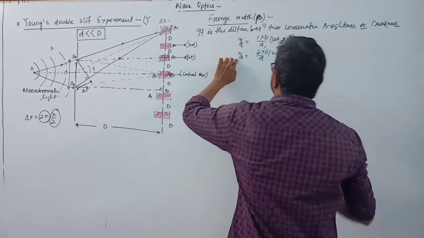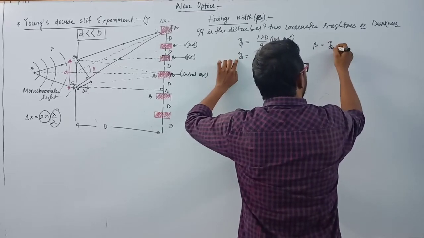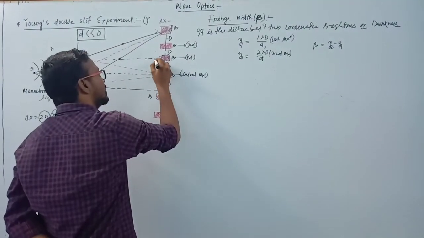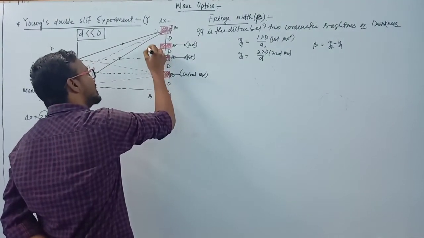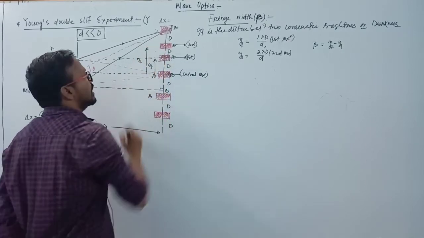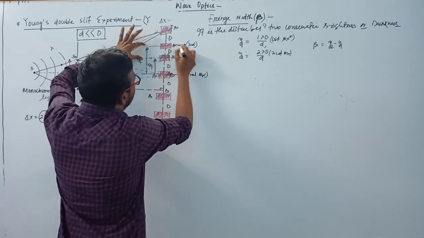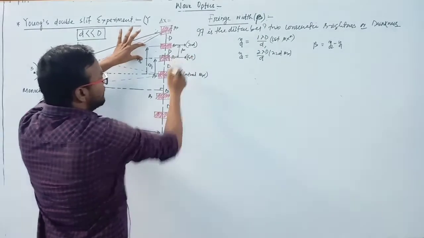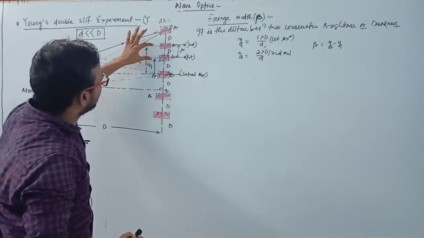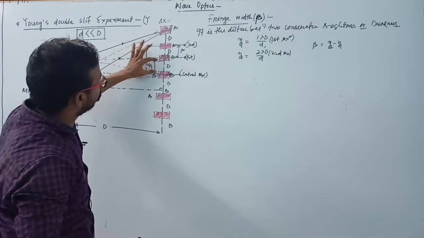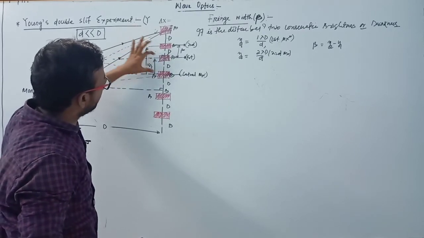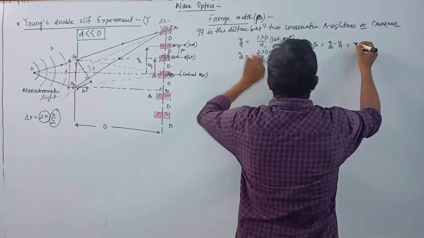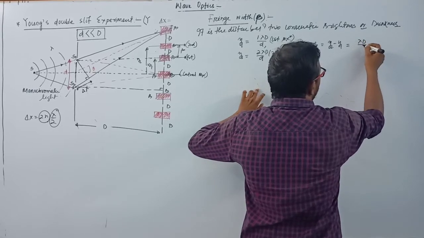The separation, beta, can be written as y2 minus y1, because this distance is y1 and this distance is y2. Clear? This distance is known as beta. Beta means the separation between two consecutive bright fringes, y2 minus y1, which is known as fringe width. Here y2 minus y1 is lambda d, so we get lambda d by D.